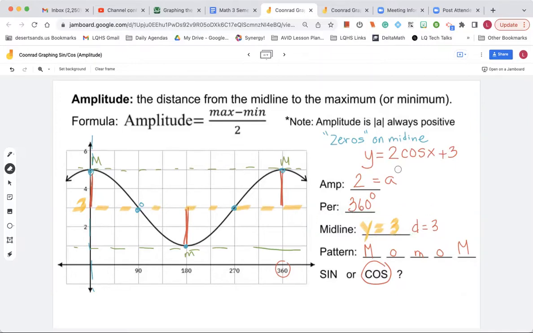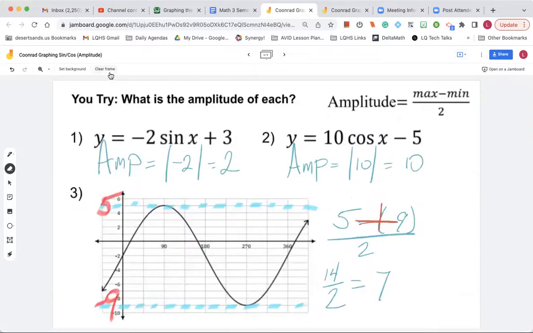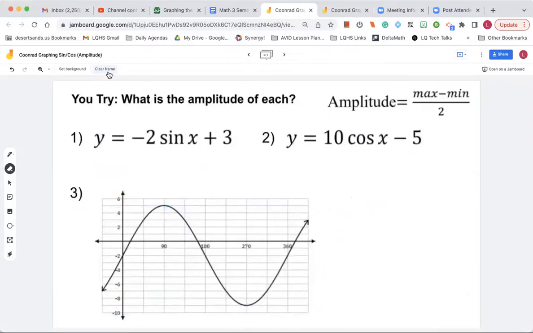Okay. So let's look at the next one. I'm going to clear this frame. And here's simply the kinds of things that were asked on your homework last night. What's the amplitude? And I would like you to also be able to look at these and know where the midline is going to be.